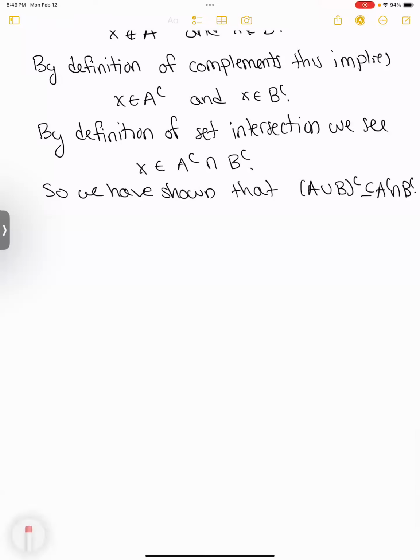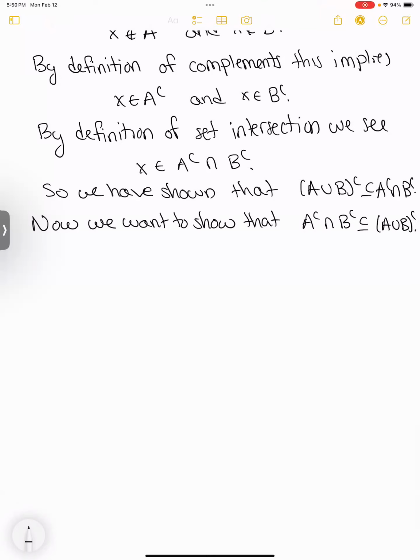Okay, so we're done with that direction, and now we want to show that A complement intersect B complement is a subset of A union B complement. To this end, let X be in A complement intersect B complement.